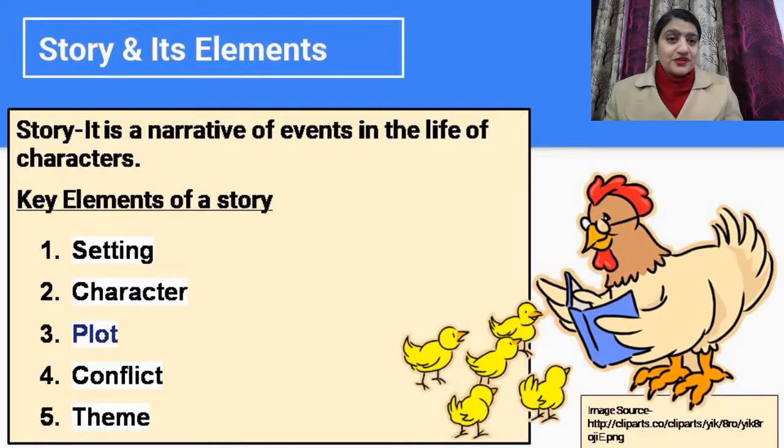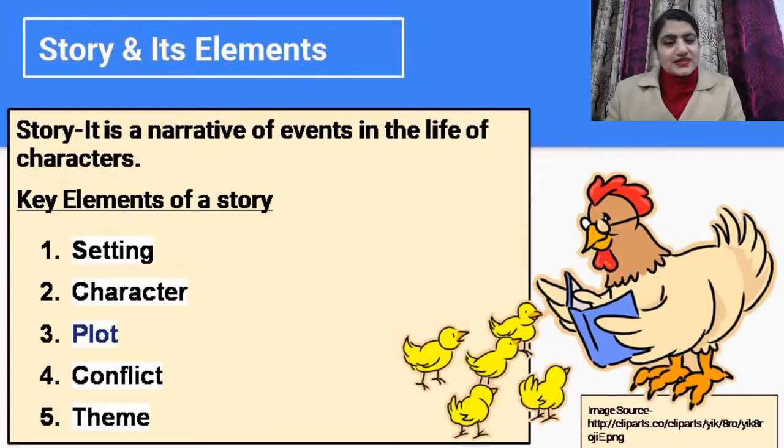So, Stephen Leacock is considered to be a humorist writer. That means he has the power to create laughter in the readers through the power of his writing. So, having said that, let's look at what a story means and what its key elements are.